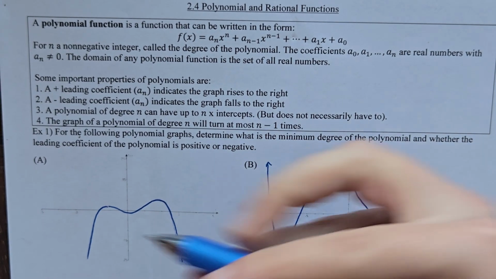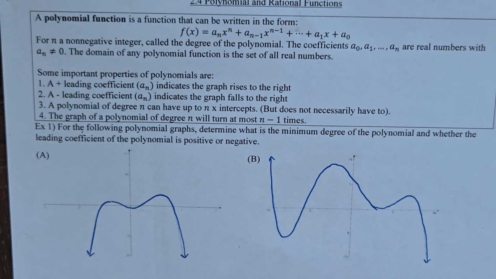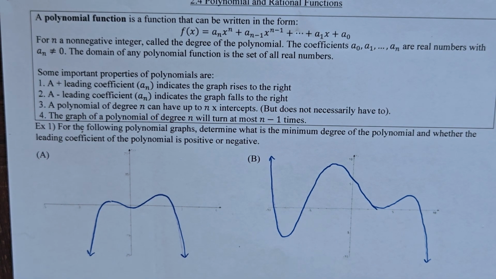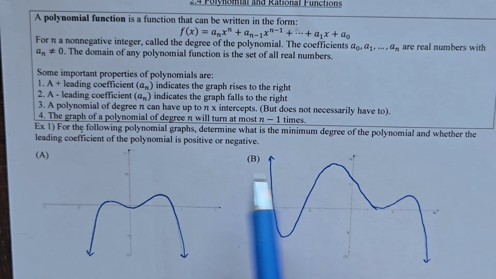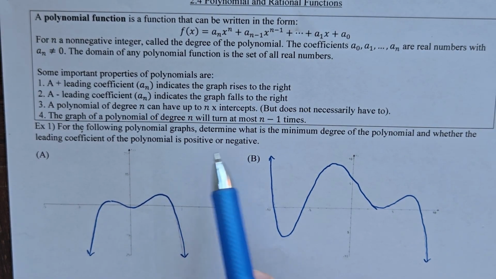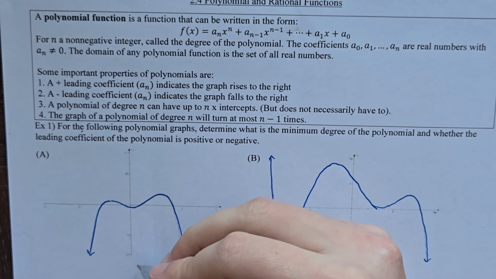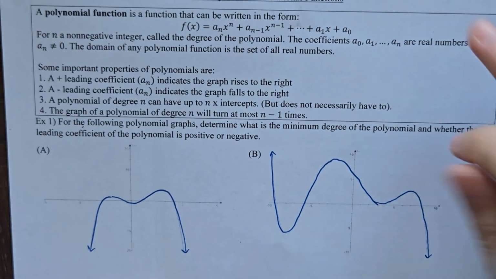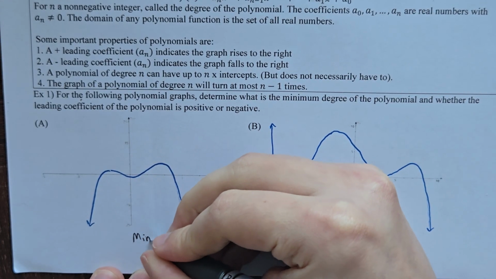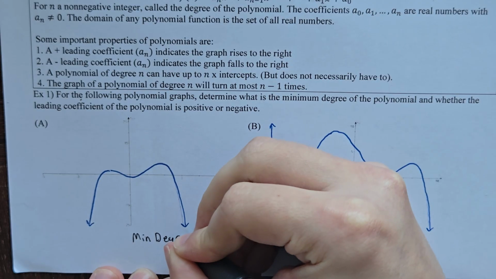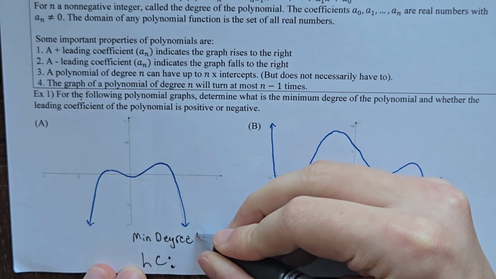And here, at the bottom of the notes, I do have a couple of examples to look at with that in mind. Here it says, for the following polynomial graphs, determine what is the minimum degree of the polynomial and whether the leading coefficient of the polynomial is positive or negative. Well, let's look at the minimum degree first. Maybe I'll write that below in the margin right here. We'll do minimum degree. And then we'll talk about the leading coefficient. I'm just going to abbreviate that LC.